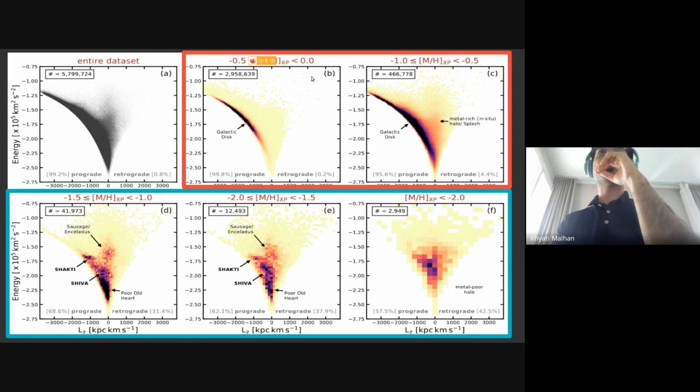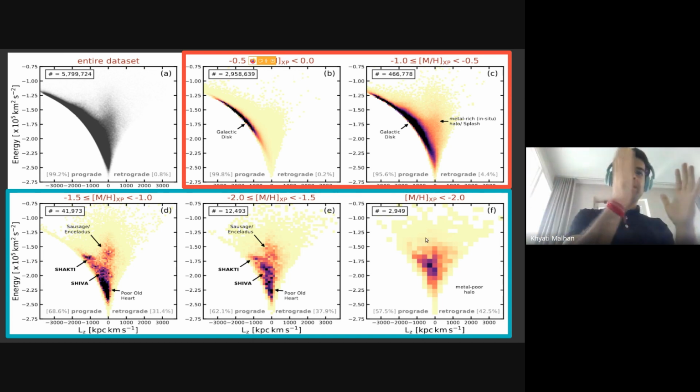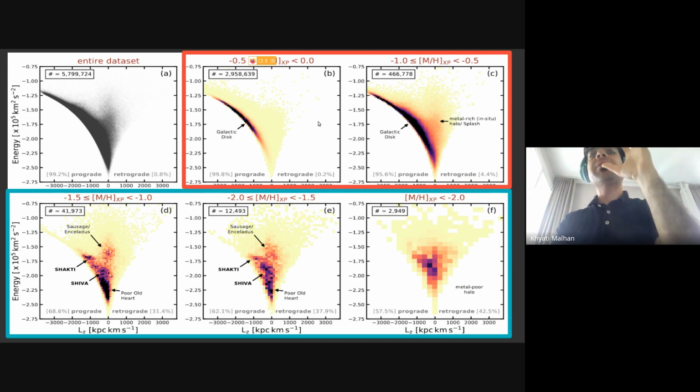So this panel corresponds to metallicity between minus 0.5 and 0. Here it's minus 1 and minus 0.5. So as you go all the way down, you're basically decreasing in metallicity of these stars, right? The main takeaway from this is that in these two panels, where I'm showing you only those stars that have metallicity between minus 1 and 0, you see that the disk appears, right?